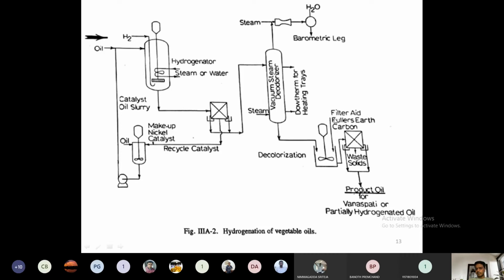Fuller's earth is the filter aid and carbon is the adsorbent, used to remove the coloring components. After that, the waste solids, which are nothing but the Fuller's earth and carbon, will be filtered out, and the purified or hydrogenated oil will be collected. This is known as vanaspati, or a partially hydrogenated oil, or a hardened oil. So this is the overall hydrogenation process.